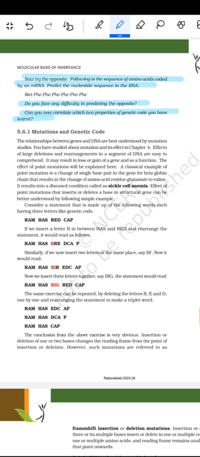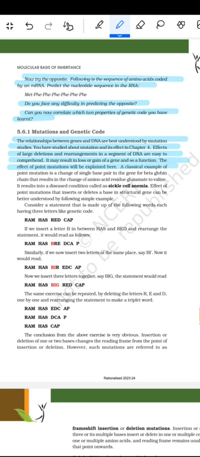Next, mutations and genetic code. The relationship between the genes and the DNA are best understood by the mutation studies. You have studied about the mutation and its effect in chapter 4. Effects of the large deletions and the rearrangements in the fragment of the DNA are easy to comprehend. It may result in a loss or gain of a gene or a function. The effect of the point mutations will be explained here.